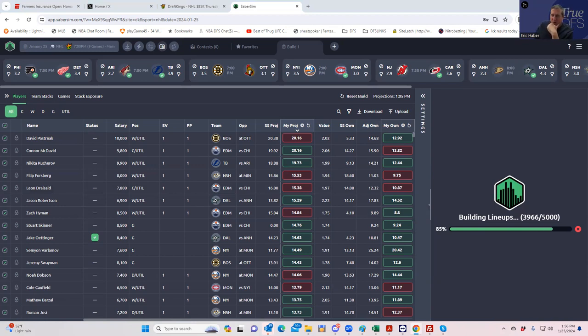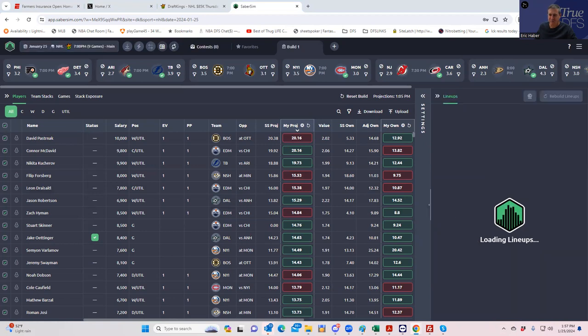Also hockey's a really, really good sport to let an optimizer help you. It finds those stacks that are very difficult to find when you do it by hand. And also SaberSim gets you that correlation upside with its distribution charts and things like that, that you wouldn't get on your own.